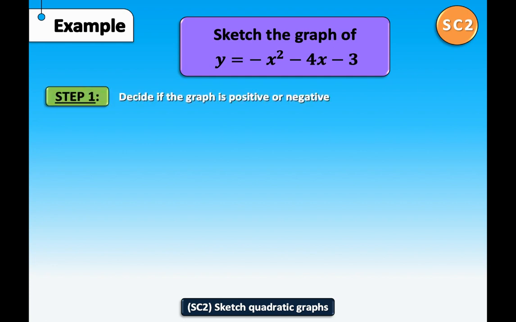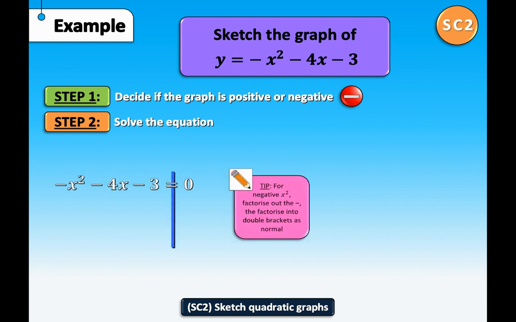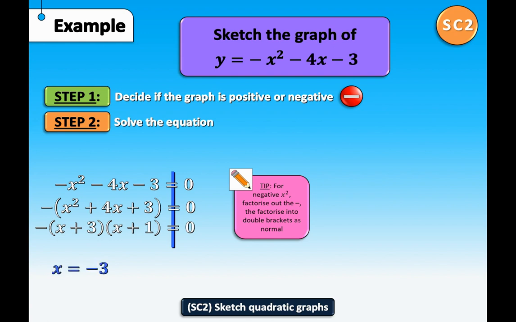Again, for this one, we need to decide whether it's going to be positive or negative. And this has got a negative x squared, so this is going to be a negative. Then we can solve the equation. So if we factorize it with the minus sign on the outside of the bracket first, and then factorize it into 2 brackets, that means x equals minus 3 or x equals minus 1.